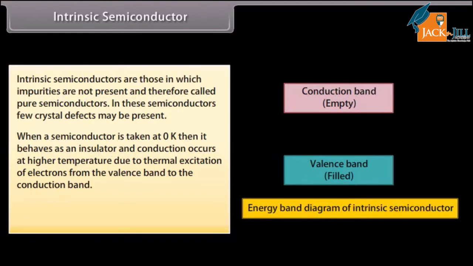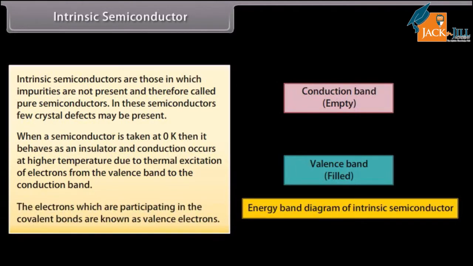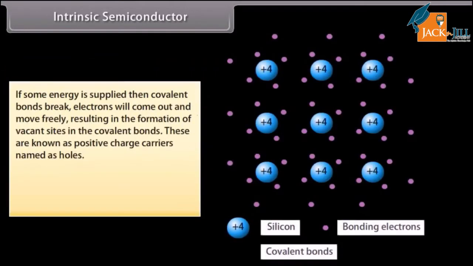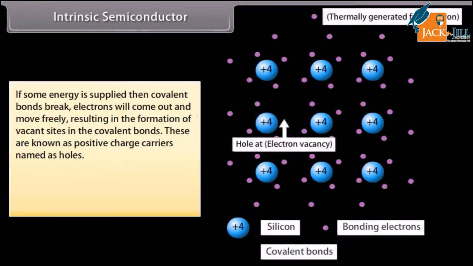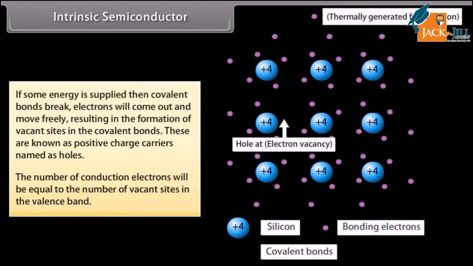Let us consider silicon, which has 4 valence electrons. In order to gain stability, it has to make 4 covalent bonds. The electrons which are participating in the covalent bonds are known as valence electrons. If some energy is supplied, then covalent bonds break. Electrons will come out and move freely, resulting in the formation of vacant sites in the covalent bonds. These are known as positive charge carriers, named as holes. The number of conduction electrons will be equal to the number of vacant sites in the valence band.